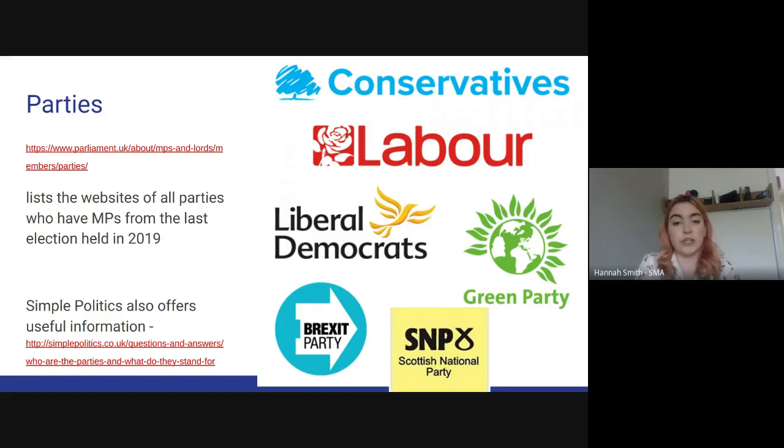The links that you've got here, you will be able to access these links on the slides if you open the slides separately. The top link is from the UK Parliament, so it is made by the House of Commons and Lords together, their communications team, and it will tell you every single political party that currently has a member of Parliament. You can set up your own political party if you really wanted when you're older. You've got to be a bit older, I'm afraid.